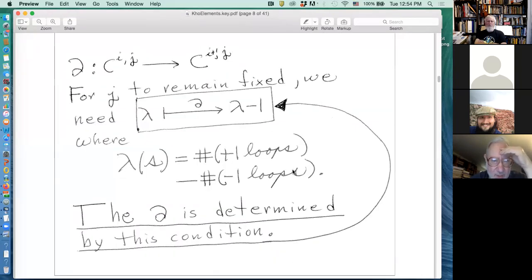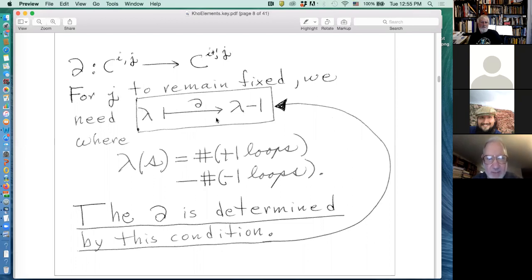And so here we're going to go back to the J. So I'm saying that I want J to be fixed. And if J is to be fixed, remember J, what? Remember what J was. J is the number of Bs plus the sum of the number of plus loops minus the number of minus loops, which I'm now calling lambda for convenience. If J is to be fixed, then since boundary will take the lambda to that, we need that boundary should subtract one from lambda, because we're adding one in the J. So that's what I need to have. I need that the number of plus loops minus the number of minus loops should go down by one when I form a boundary operator.